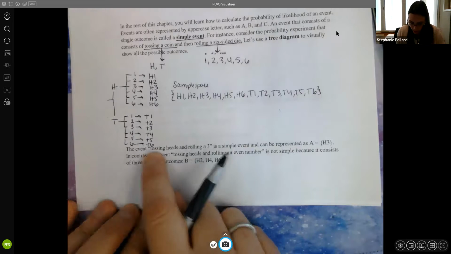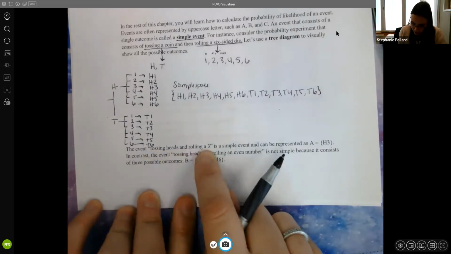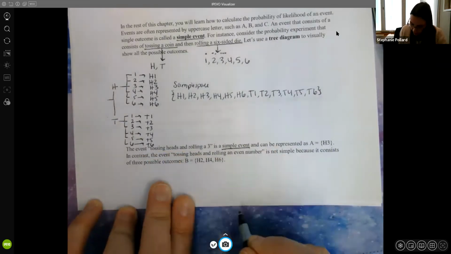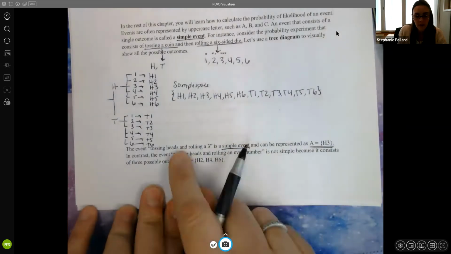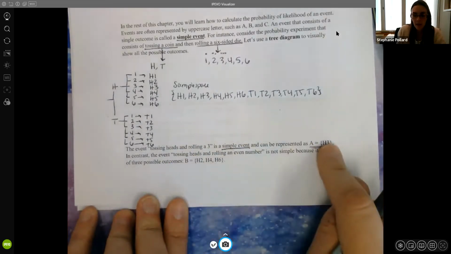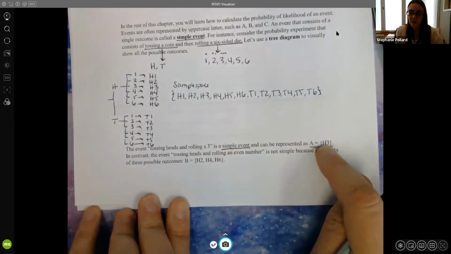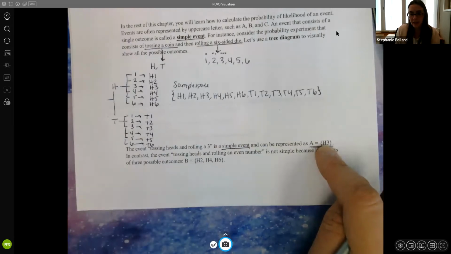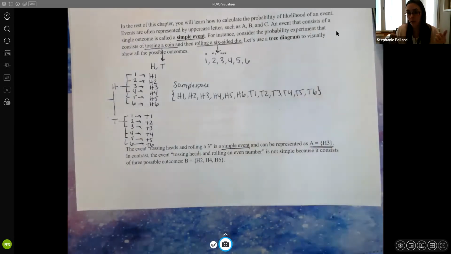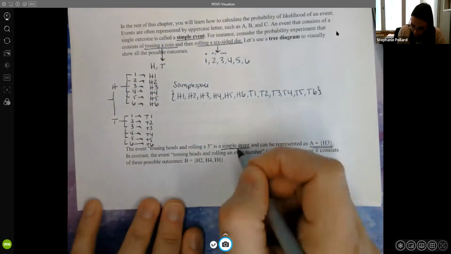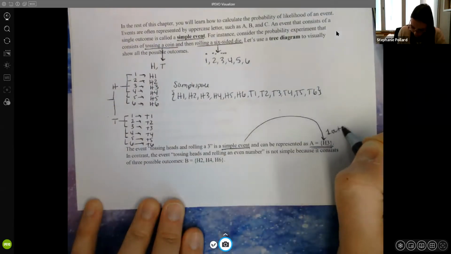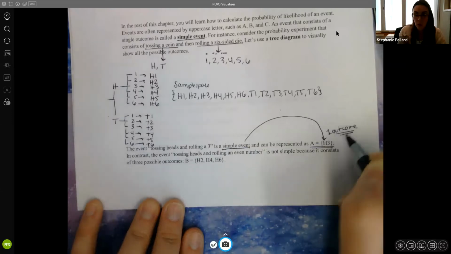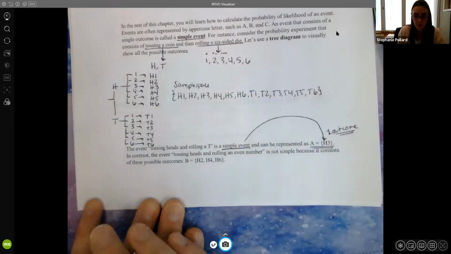Now, the event tossing heads and rolling a 3 is a simple event and can be represented like this, right? If we call this event A, then H3 represents the idea of tossing a coin and getting a heads, and then rolling a die and getting a 3. So both of those things happen, let's say at the same time. This is a simple event because it consists of just one outcome. So there's only one thing that can happen there.